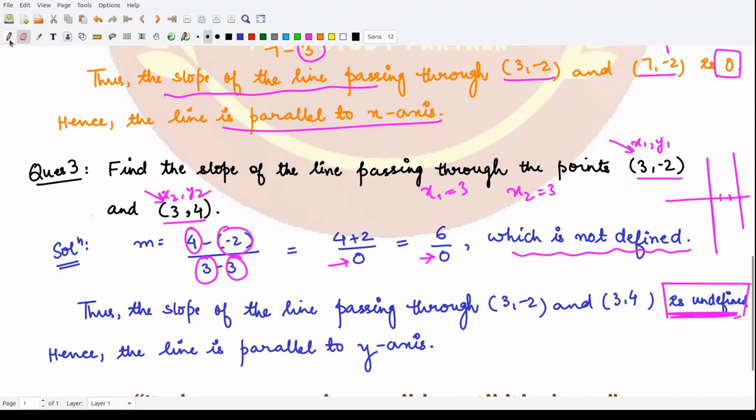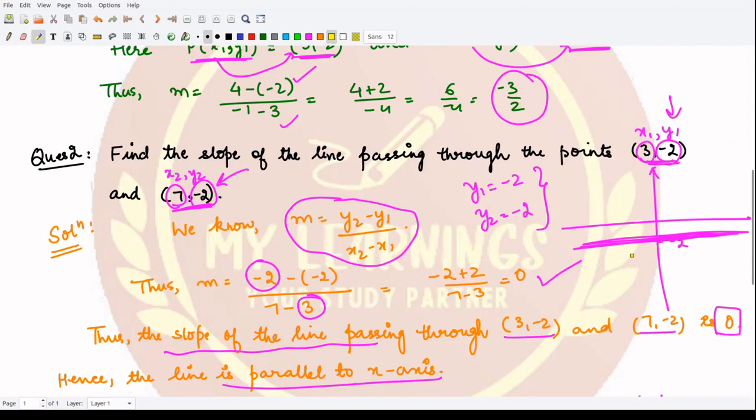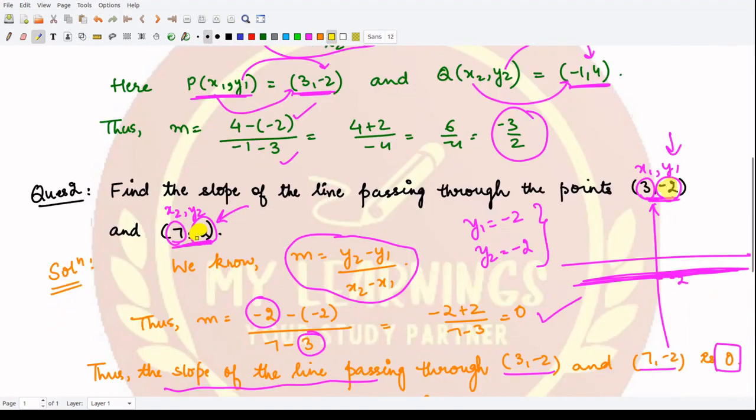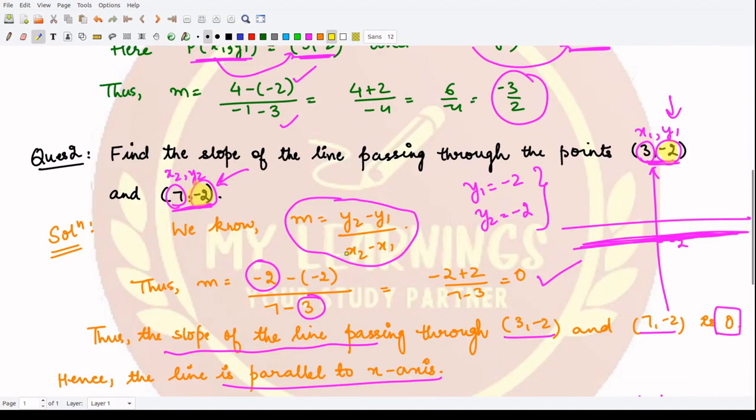By simple observation, you can make out that if your x coordinate is the same, it is not changing, so your line would definitely be parallel to the y-axis, and for the y-axis the slope is not defined. And if your y coordinate is the same, your line will be passing through the same y coordinate, hence it would be parallel to the x-axis, and the slope is definitely going to be 0.